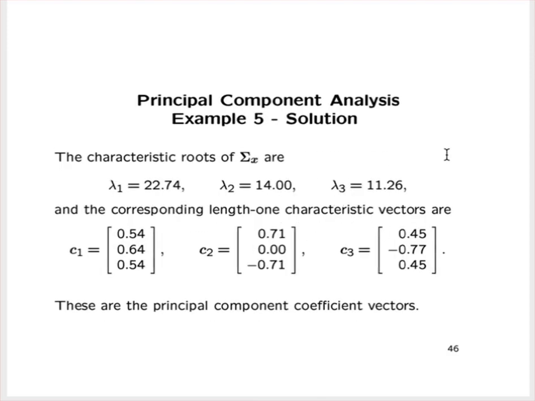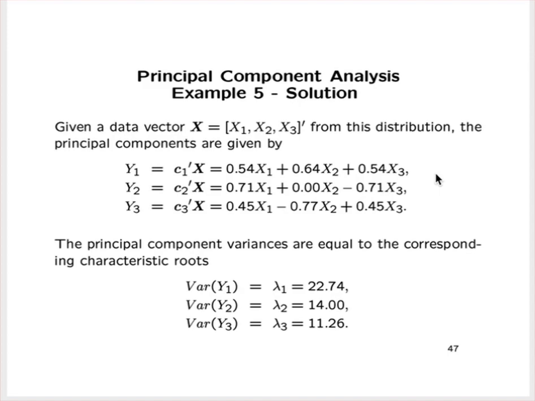So the characteristic roots of cap sig are lambda 1 equal to 22.74, 14.00, and 11.26. If you add those values up, you'll get 48. The length 1 characteristic vector of cap sig corresponding to the first characteristic root is C1. The length 1 characteristic vector of cap sig corresponding to the second largest characteristic root is C2. And then the length 1 characteristic vector of cap sig corresponding to the third largest characteristic root is C3.